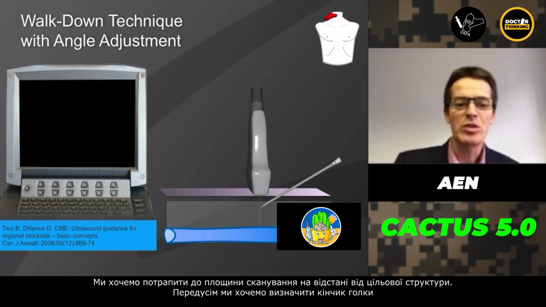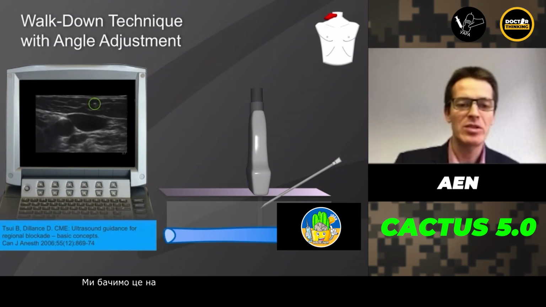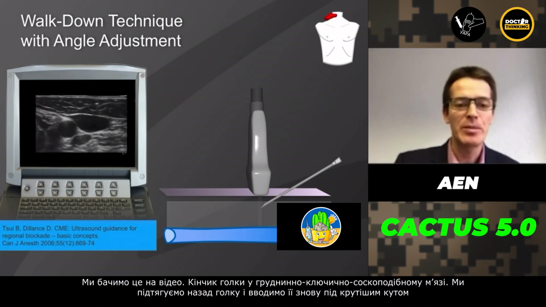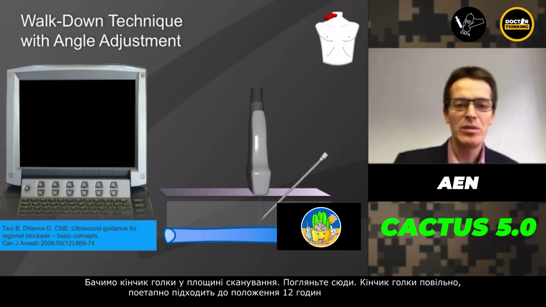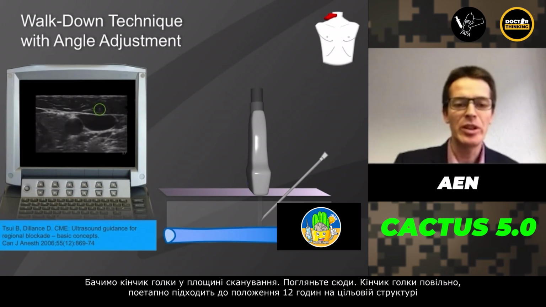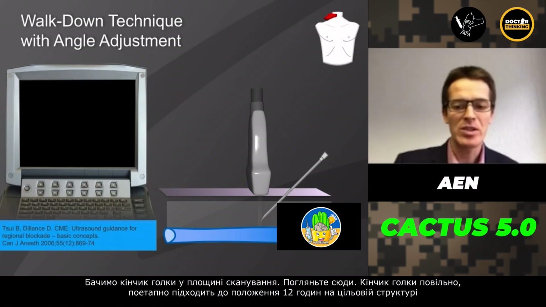So first of all, we want to identify the needle tip. This is what we see on the ultrasound clip on an IJ axis. So we see the needle tip in the sternocleidomastoid muscle. And then we withdraw the needle and we adjust the angle to a steeper angle, insert the needle again until we get the first reflex of the needle tip in the scanning plane. So have a look here. The needle tip slowly approaches stepwise the 12 o'clock position of the target structure.